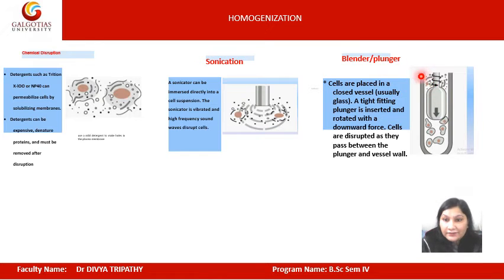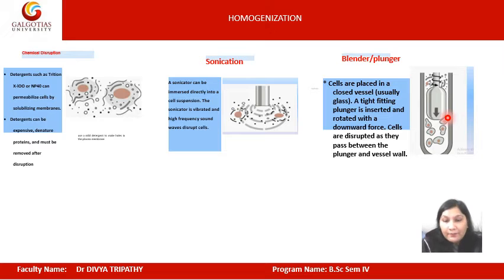And here you can see the use of a blender and plunger. In this method, the cells are placed in a closed vessel. A tight fitting plunger is inserted and rotated with a downward force. Like this, the plunger will rotate and come down to the bottom, go back to the top, and come down to the bottom again. In this way, this blender works. Cells will be disrupted as they pass between the plunger and the vessel wall. These are some methods of homogenization.